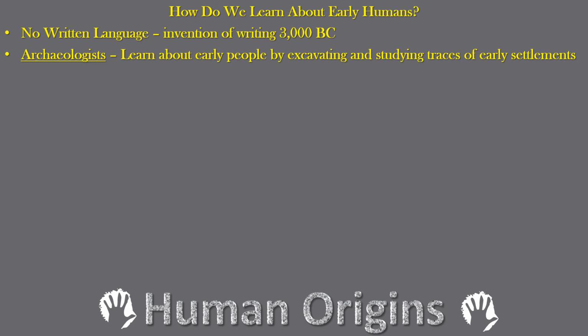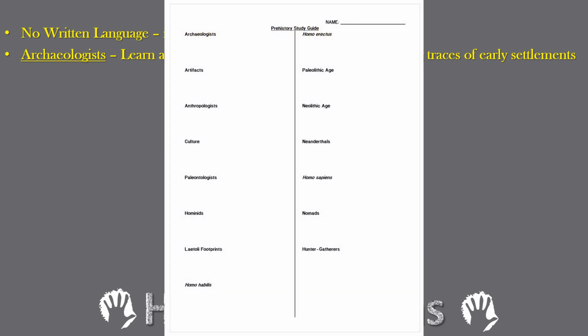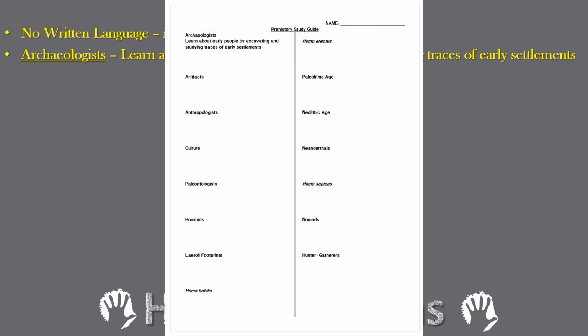I'm going to pause one second. We want to make sure we understand how the notes are going to work. If you see archaeologist underlined there on the PowerPoint slide, and you pull out your study guides, you can see the first term there is archaeologist. And then we just very simply go and, for at least this one, fill right in there. The quiz is going to ask about archaeologists. You should know that they learn about early people by excavating and studying traces of early settlements.